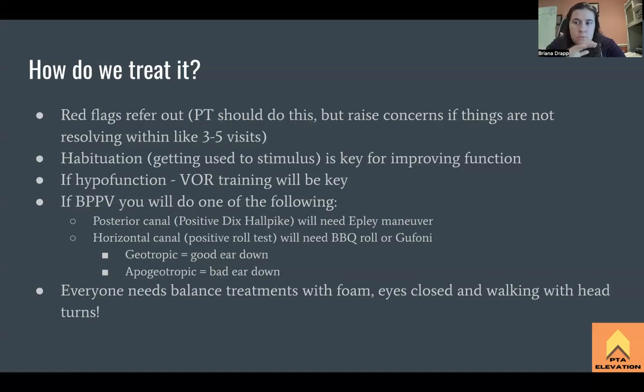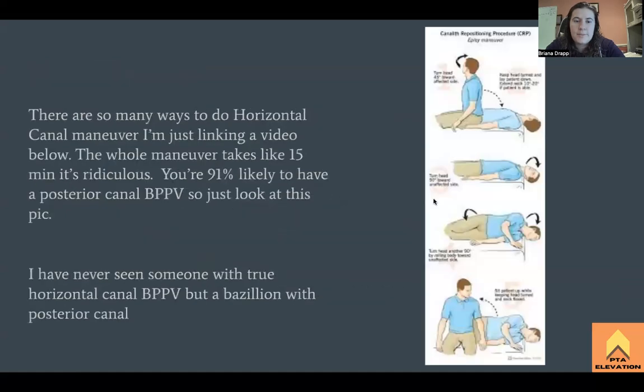Everybody, regardless of what's going on, they need balance. They need to be on foam because that challenges the vestibular system the most. They'll close their eyes because that challenges the vestibular system the most. They'll do walking with head turns and stuff like that. It's all going to be important for all these patients to help with habituation. You just have to see what the main problem with the patient is and work on that. So that's going to be another thing when choosing the most appropriate answer.